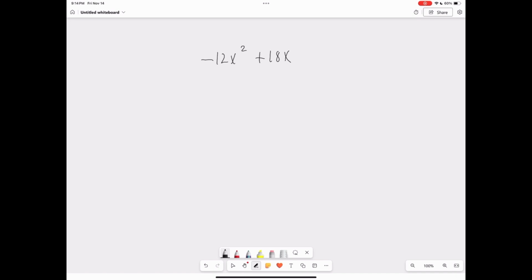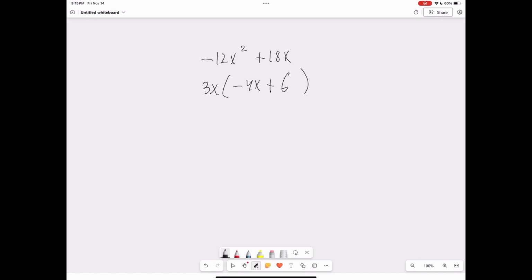So, I'm going to start off with taking what do these both share? 18 divided by 3 is 6, and negative 12 divided by 3 is negative 4. So I'm going to start off with taking a 3 and the x, because they're both divisible by 3, and they both have an x, so we can take that out. So I'm going to take a 3x out. So now we get negative 4x plus 6. Okay. Good.